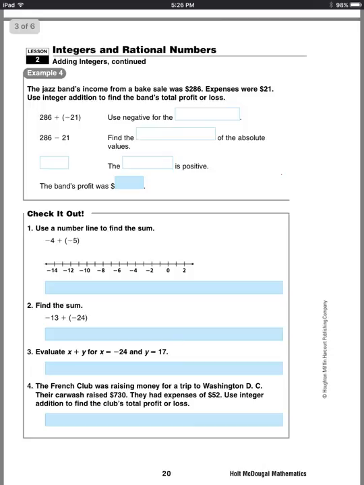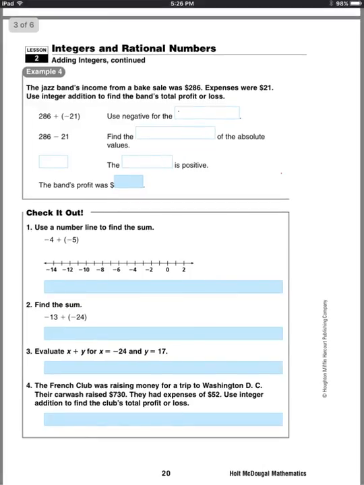The jazz band's income from a bake sale was $286. Expenses were $21. Use integer addition to find the band's total profit or loss. Profit would be a positive answer, a loss would be a negative answer. So they already set the problem up for you, 286 plus a negative 21. We use a negative for the expenses because that's going to be minus from our total, right?